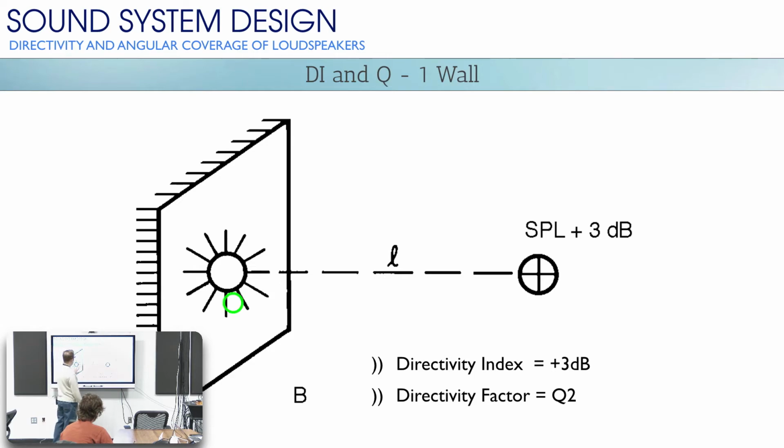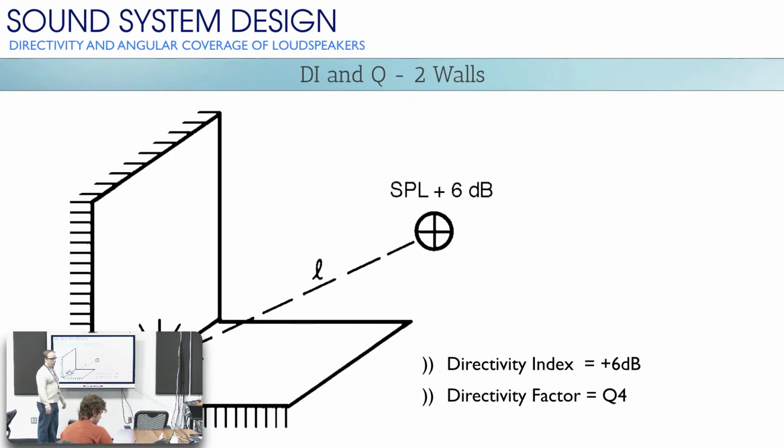All right, we could take this further. If we added another wall into this, so this could be the floor, take the same radiator, put it in the corner on the floor, and now you've got 2 walls, right? So you're folding that sound back onto itself twice.